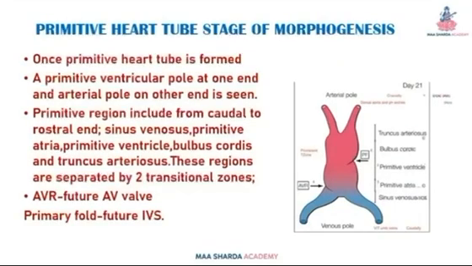Once the primitive heart tube is formed, it is defined by the primitive ventricular pole at one end and the arterial pole at the other end. Primitive regions include, from caudal to rostral, sinus venosus, primitive atria, primitive ventricle, bulbus cordis and truncus arteriosus. These regions are separated by two transitional zones, the AV ring, the future AV wall, and the primary fold, which is the future interventricular septum.